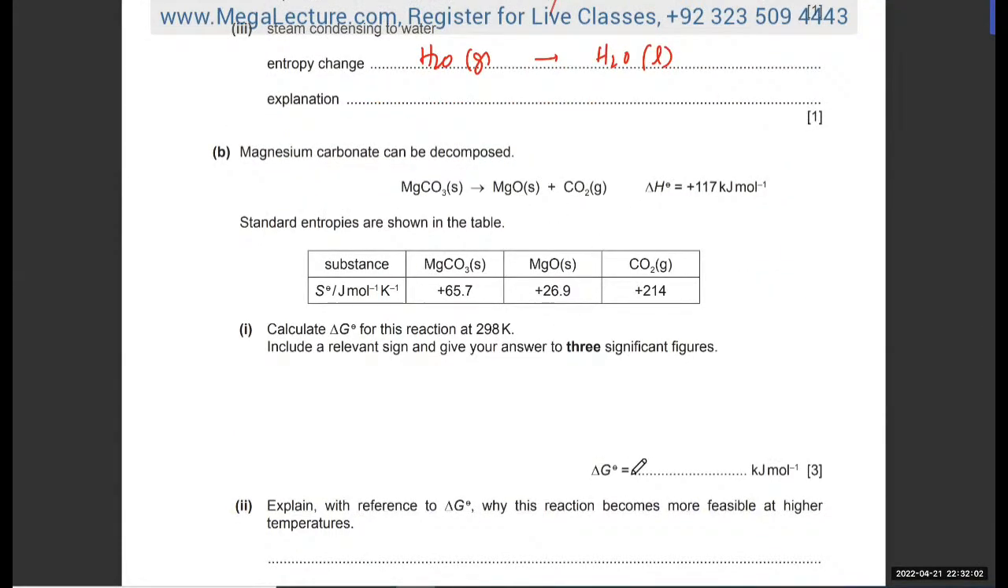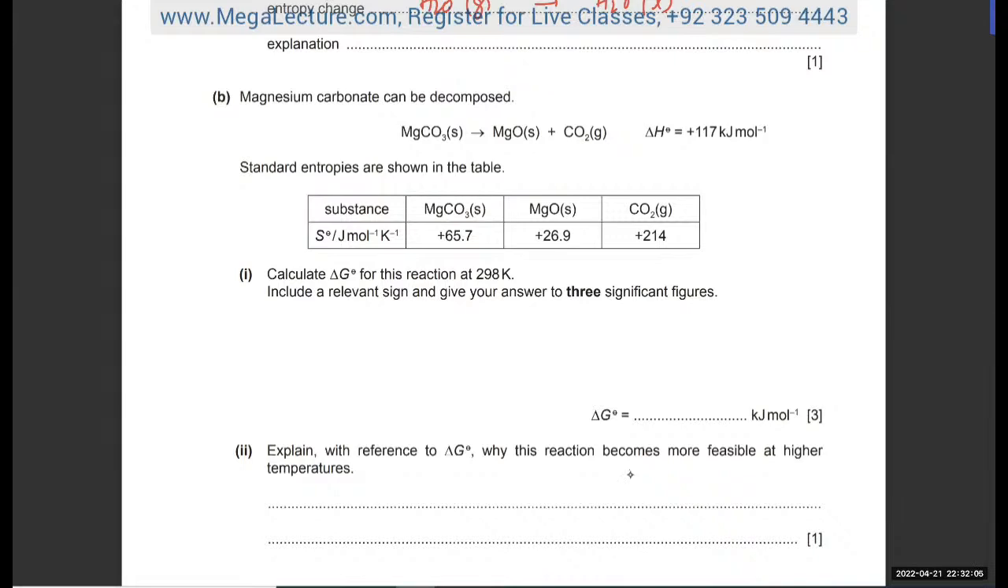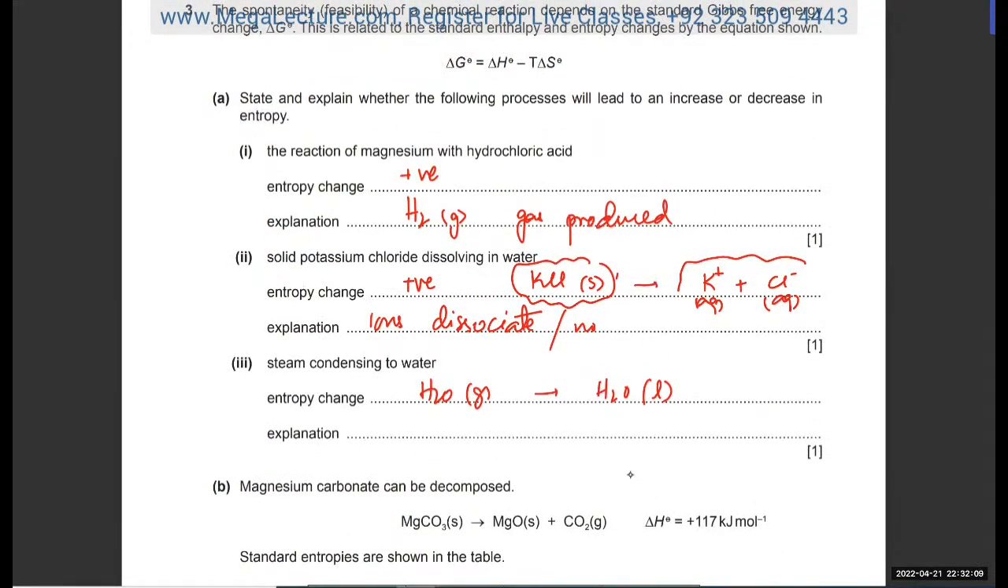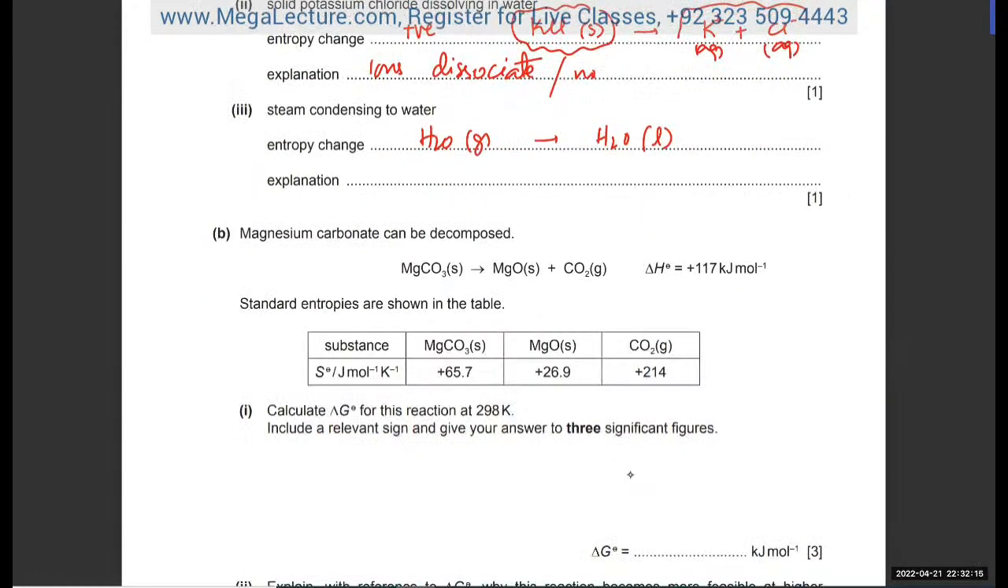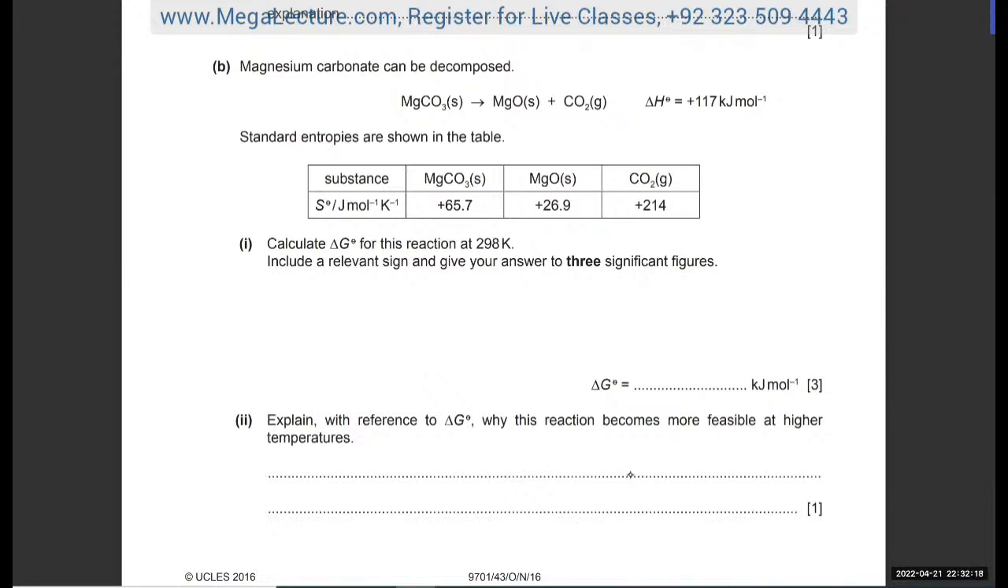So you've got this reaction. Very quickly, we have to figure out delta G now. To calculate delta G, you would need delta H minus T delta S. Now you know delta H, and you know the T as well. What you don't know is delta S, so you have to calculate delta S first. Delta S is calculated using the entropy of the products minus the entropy of the reactant.